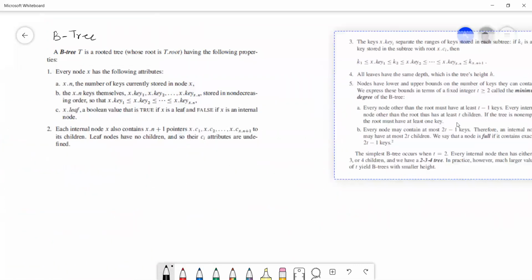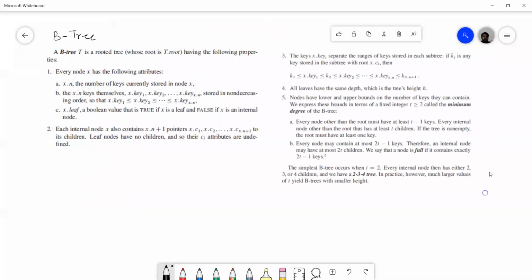I hope this is visible now, class. Yes, sir. So see, these properties are given. As per Cormen, a B tree is a rooted tree, and every node x has the following attributes. We already know all the keys are there in the B tree, and every key is sorted in ascending order. x.leaf is a Boolean value which is true. Now, we already know if the order is m, then the maximum number of children is m and the maximum number of keys is m minus 1. So here it is writing x.n plus 1 pointers. Now the separating range, all that.